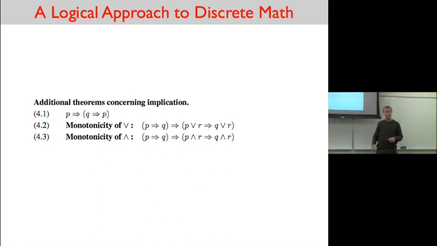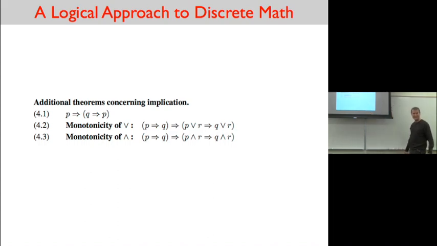Now just think about that for a minute. If P implies Q, then P or R implies Q or R. And similarly, if P implies Q, it follows that P and R implies Q and R. So what it says is that if you know that P implies Q and you have an expression with that P either in a disjunction or a conjunction, then the whole thing implies the whole thing. Do you see what I mean?